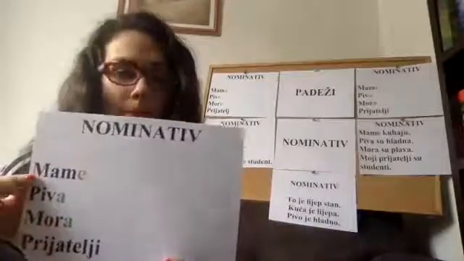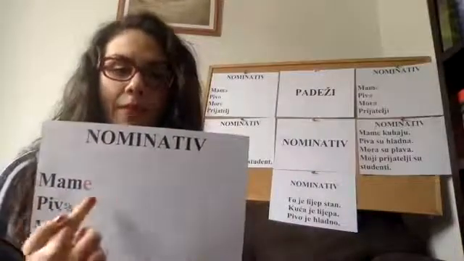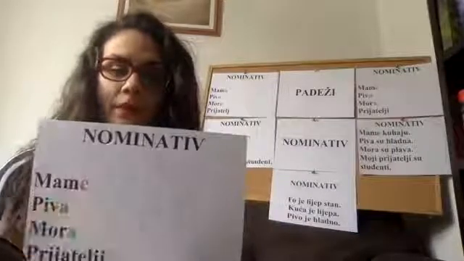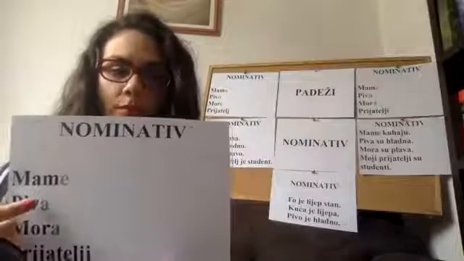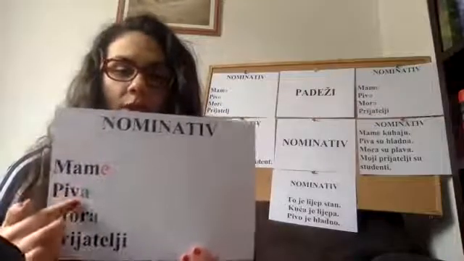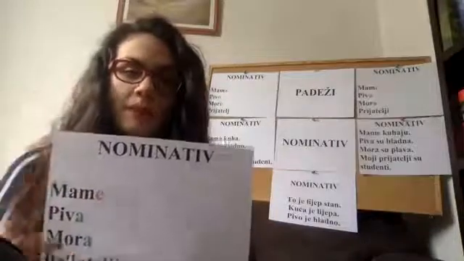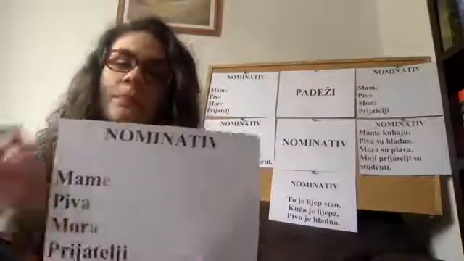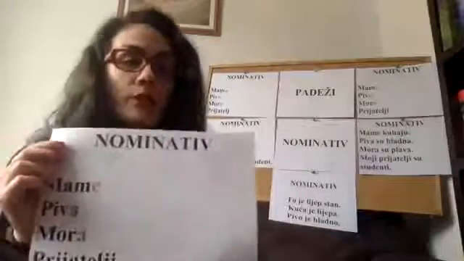Feminine word, mama. If we want to say it in plural, it's going to be mame. Mama, mame. If we have neutral, pivo, more, plural is piva, mora. Both words, it doesn't matter O or E, in plural have the same ending. Be careful, these words don't change the gender. It is just the ending for plural. So words don't change gender.